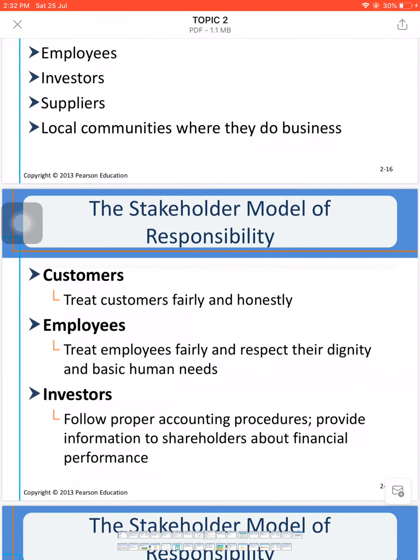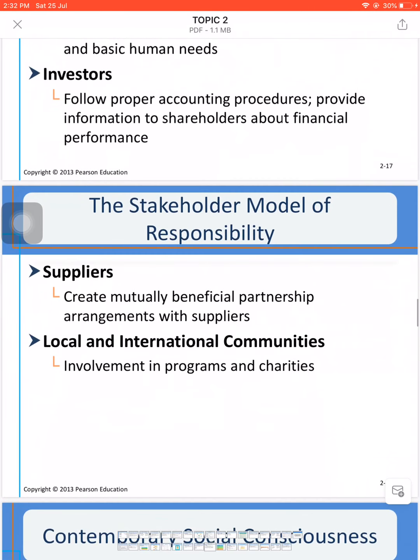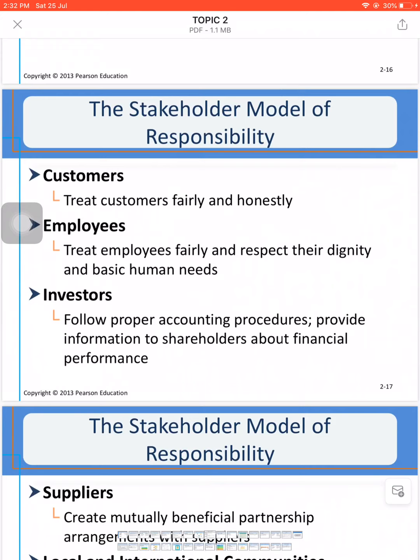This is the stakeholder model of responsibility. Who is the stakeholder? Stakeholders are the customers, employees, investors, suppliers, and also local and international communities. This we call stakeholders. But how we handle it, how we are ethically responsible with them. First we go for customers. Customers are the critical factors. Critical factors include charging fair price, honoring warranties, and also standing behind product quality.